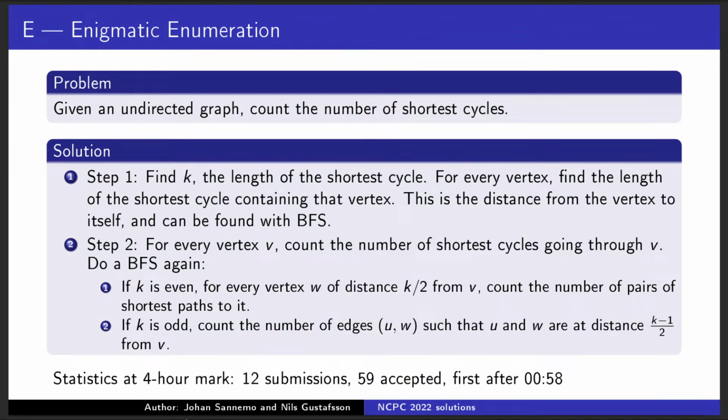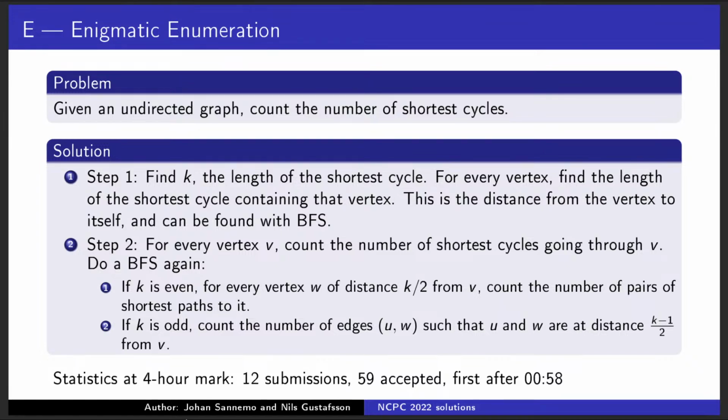This is not too difficult to do because since we know that the shortest cycle is length k, there can't be any weird, like the shortest path DAG can't have a bunch of, it will basically be a tree. The shortest path DAG will be a tree up until we reach these vertices with distance k over 2. So counting the number of shortest paths isn't too difficult. And if k is odd, it's slightly different, but it's a similar case.